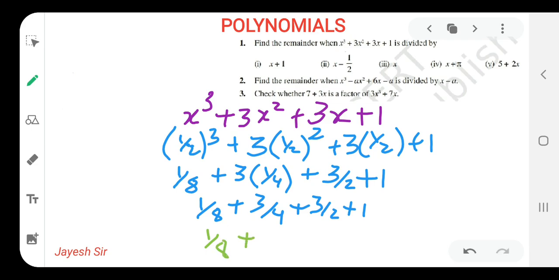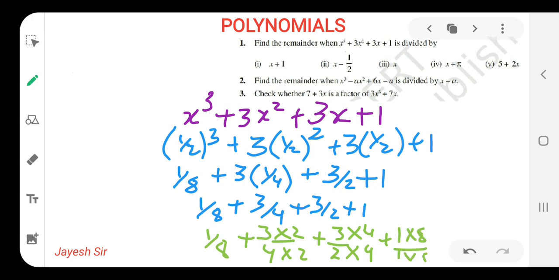1 by 8 as it is plus 3, and the denominator is 4. We have to make it 8. So what we will do, we will multiply by 2 in the denominator and 2 in the numerator also. So now the denominator is 8, plus 3 by 2. We have to make the denominator 8, so we will multiply by 4 over here and 4 in the numerator also. Here it is 1, so we will multiply 8 in the numerator and 8 in the denominator also.